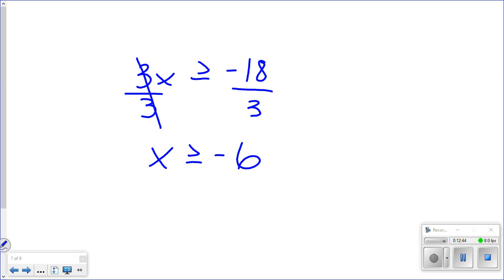It's only if the number with the variable is negative. If this one is negative on the other side, it does not matter. It's only if this guy is negative. So this is the time you don't flip it. That's the time you don't.